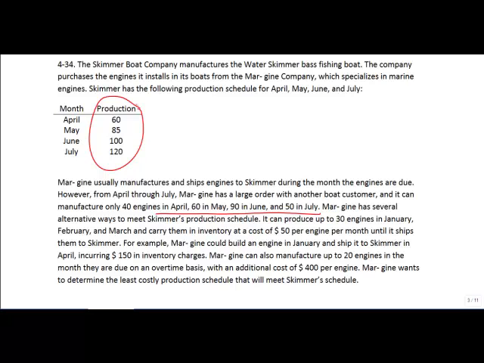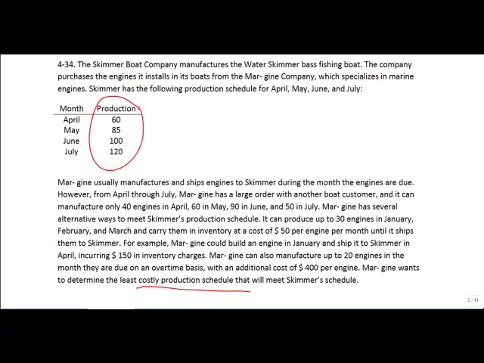Alternate ways to meet the goal: we can produce up to 30 engines per month in January, February, and March and hold them in inventory for a cost of $50 per engine per month. Alternatively, we can manufacture up to 20 engines per month in overtime, but that's going to cost $400 per engine. So what we are looking for is the way to meet our production goals at the lowest possible cost.